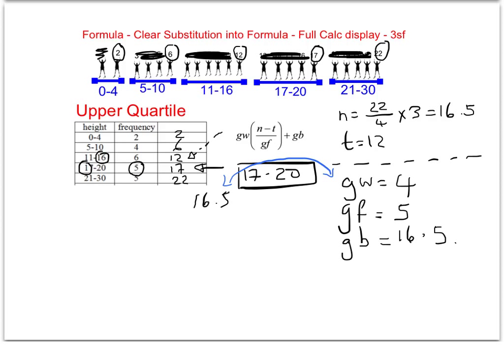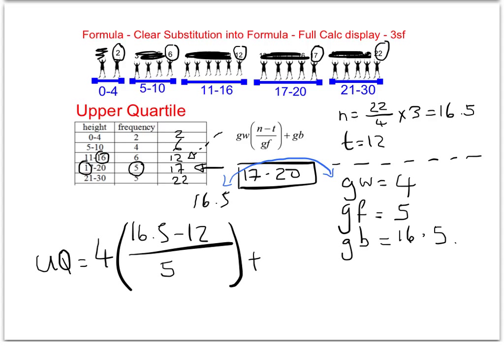Now we've got all the ingredients, we can find the upper quartile, which is the group width times n, 16.5, the person we want, minus 12, the total number of people below our group, divided by the group frequency, 5, add the bottom of the group, 16.5, which is 16.5 minus 12 divided by 5 times 4, that's 16.5, 20.1.